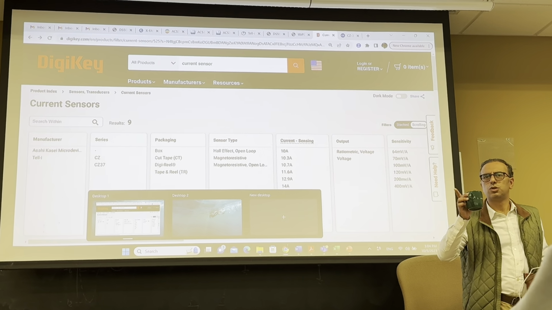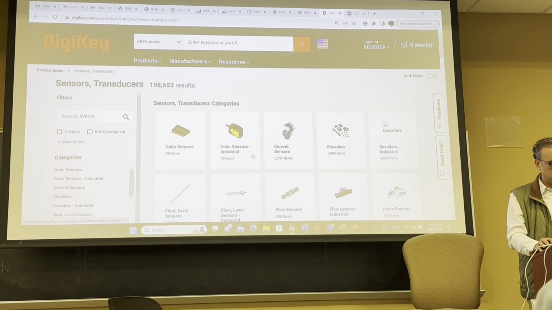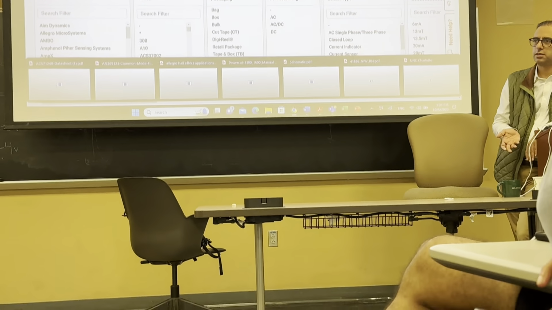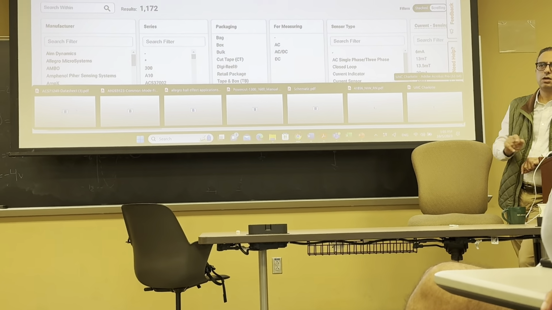So again, you go back to your sensors you discuss. So you're looking for current sensors. So you have 3,700 options. So you go to active, in stock, you don't care about the rest. Now you have 1,000 options, right? So now you start trying to reduce using this filter.